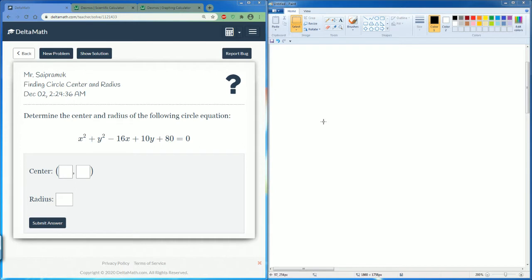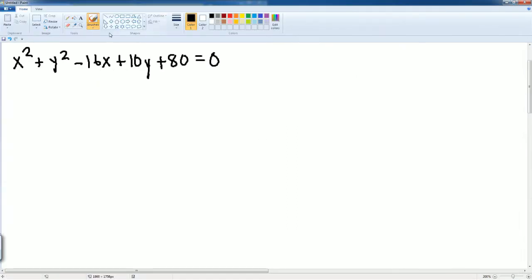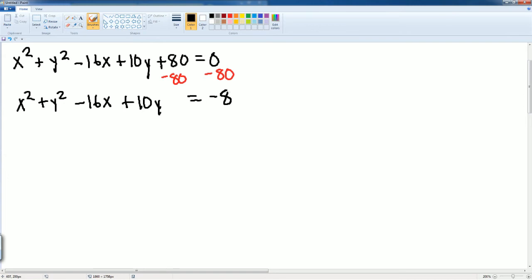All right, so let me write the original before I start working on it, which is x squared plus y squared minus 16x plus 10y plus 80 equals 0. So first you want to subtract the 80 from both sides. You should now have x squared plus y squared minus 16x plus 10y equals negative 80.